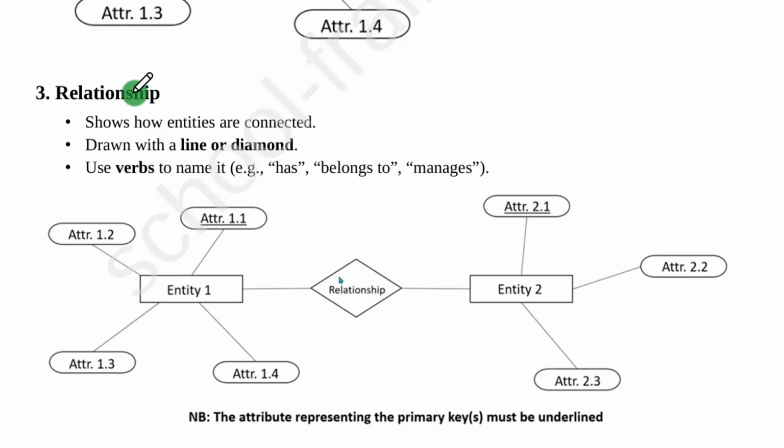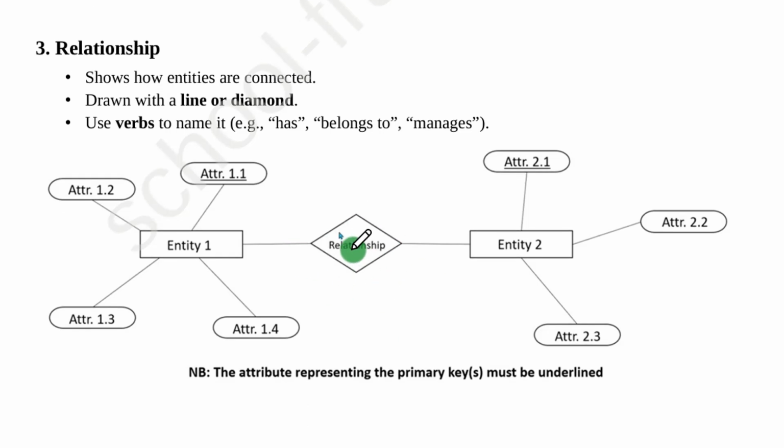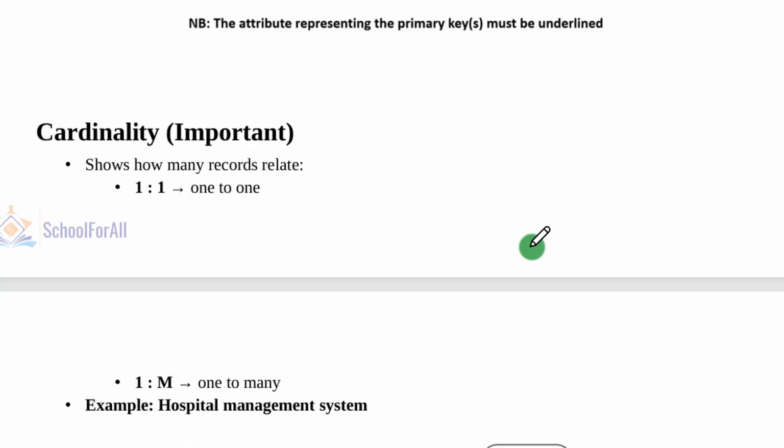So take note. Now the next thing, relationship. Relationships between tables are indicated using what we call a diamond. So take note, a diamond. Good, like this. I think you are seeing this example. This is a diamond. These two lines relate entity 1 and entity 2. Take note of that. Now the next thing is cardinality.